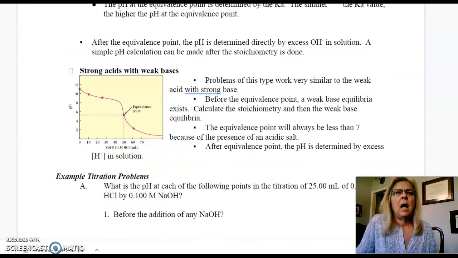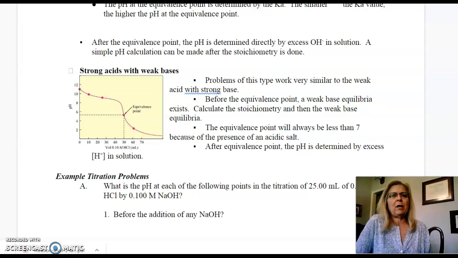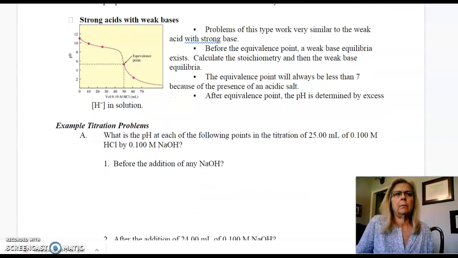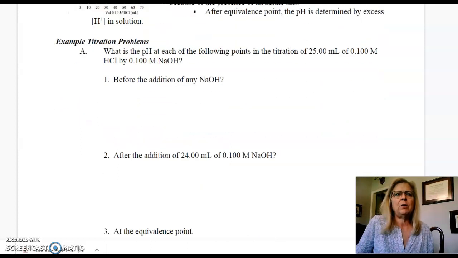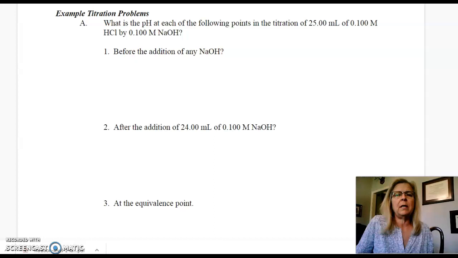We can turn this around and start with weak bases being the thing that we need to know the pH and thus the concentration of. So we would have the strong acid added to the weak base. It just changes the direction of the pH titration curve. So what we're going to do now, and what you're going to want to do, is follow along as we work through some problems.